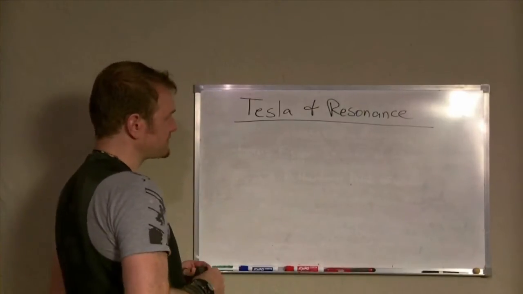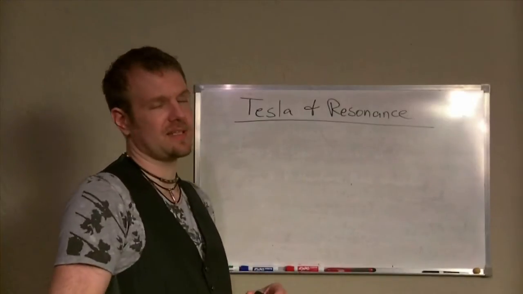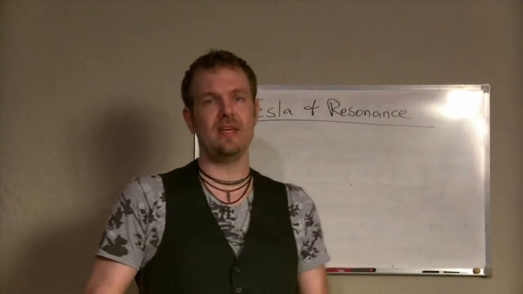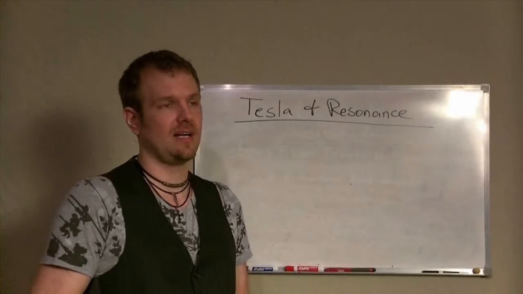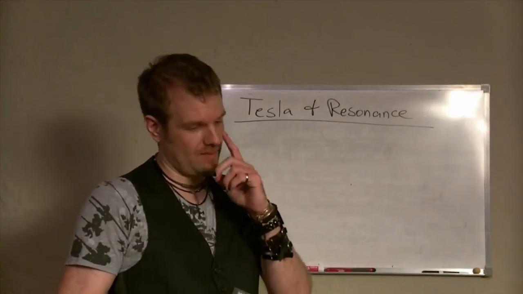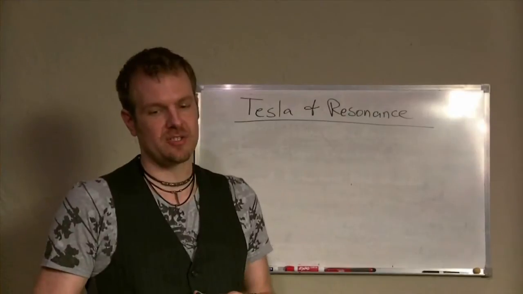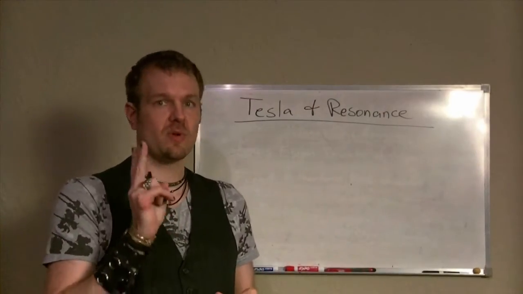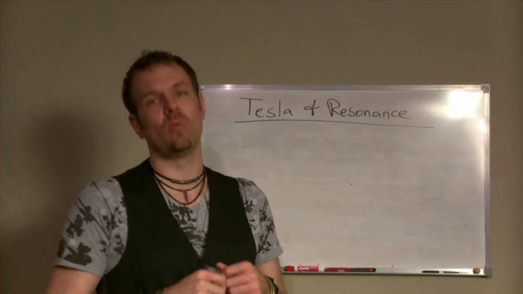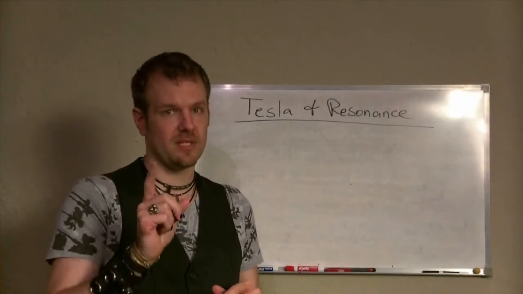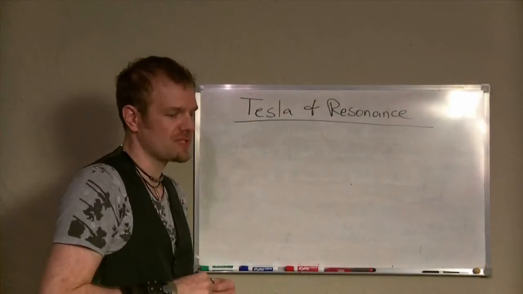So to start with, one of the things that Tesla pointed out, how he came upon the understanding of resonance, was by watching children on a swing set. It's one of the first ways in which you can understand there's two different types of resonance. We're going to talk about both. Now, most of the time in physics, you only know about one type of resonance, but I'm going to tell you about another one.